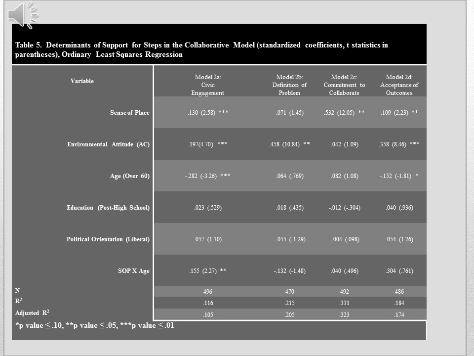Alright, so what you see in this table, and again, I apologize, I know there's a lot of information sitting here, is 4 separate regression models. So these predictive models, each one has a dependent variable, the variable that we're trying to look at, whose change is being caused by what? The dependent variable is each of the steps that we had talked about previously in the collaborative process: civic engagement, common definition of the problem, commitment to collaborate, and acceptance of outcomes.